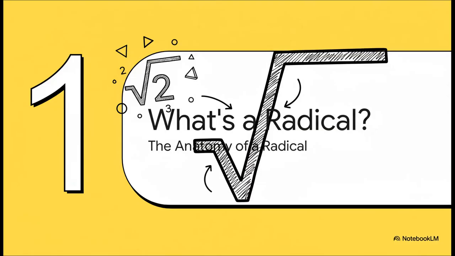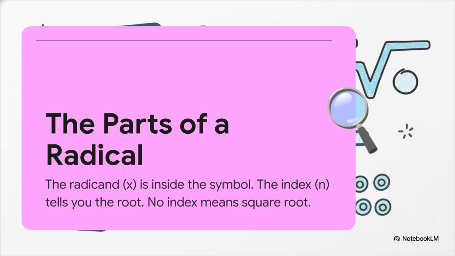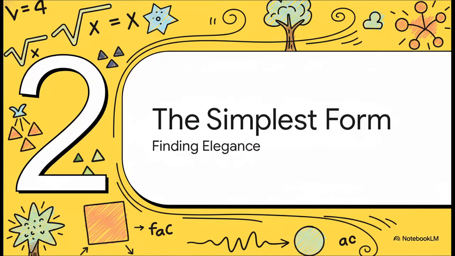Okay, so before we can start simplifying, we gotta know what we're looking at, right? Let's do a quick breakdown of the anatomy of a radical. Every radical has three main parts. You've got the radicand, that's the number inside the symbol. Then there's the index, which tells you which root you're taking. And a little pro tip, if you don't see an index, it's always a square root, which means the index isn't invisible, too. All right, now that we've got the terminology down, let's get back to our friend, the square root of 72, and find that elegant answer.